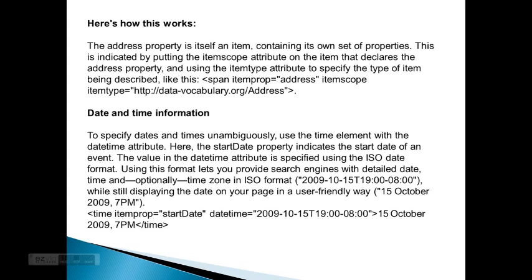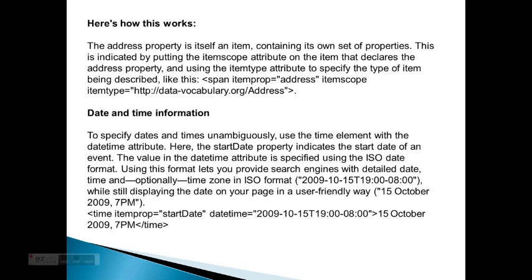And here's how that works. The address property is in itself an item containing its own set of properties. This is indicated by putting the itemscope attribute on the item that declares the address property and using the itemtype attribute to specify the type of item being described. Like this, span itemprop equals address, itemscope itemtype equals URL Address.